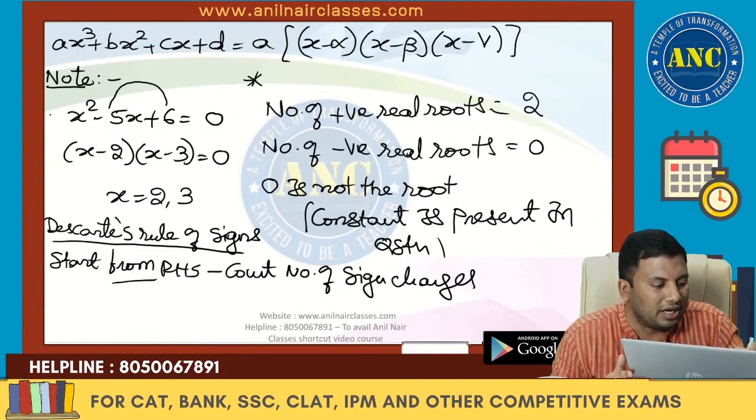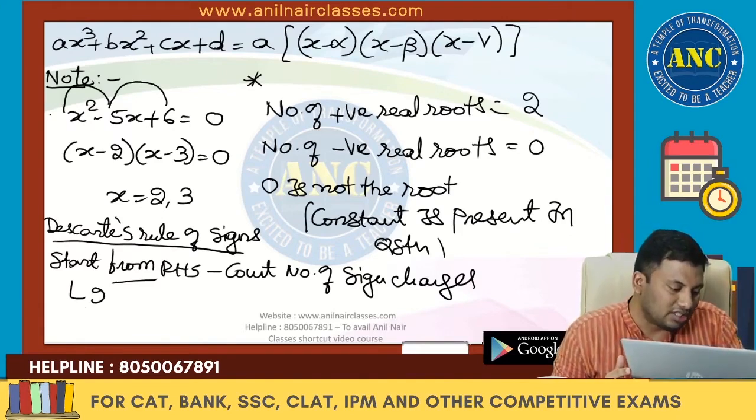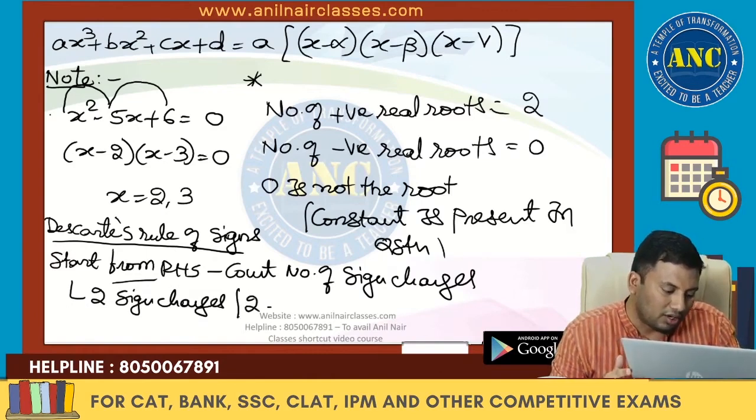Positive is becoming a negative, one sign change. Negative is becoming positive. So there are two sign changes. If there are two sign changes, how many positive real roots will come? 2 positive real roots will come.